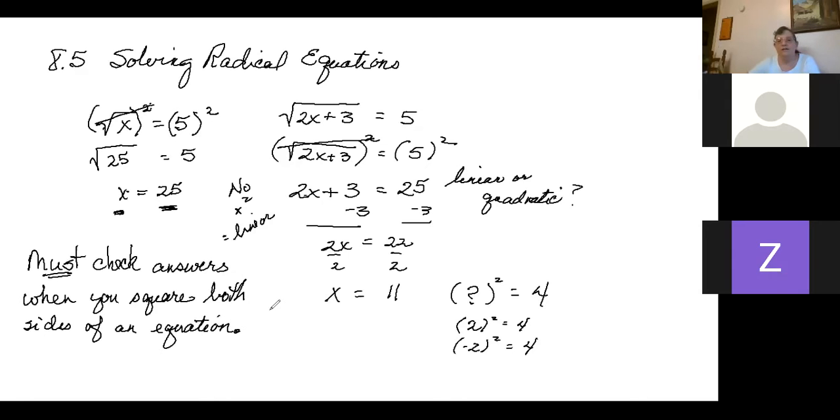So I have to check this real quick. This would be the square root of 2 times 11 plus 3. That's supposed to equal 5. This would be the square root of 22 plus 3, which is the square root of 25, which is 5. So it works.